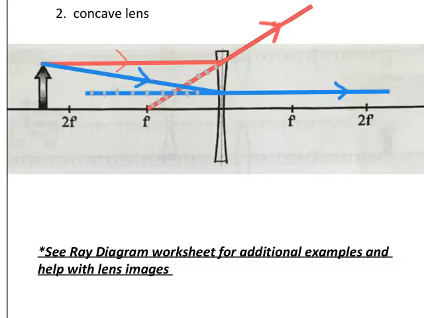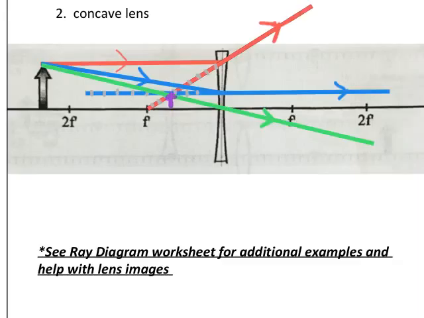Now our third one's the easy one. It's going to start at the top of the object and just go straight through the middle of the lens. And it looks like this. Now you should be able to see a point where all 3 of those light rays cross each other. So I'm going to draw in my image right here.